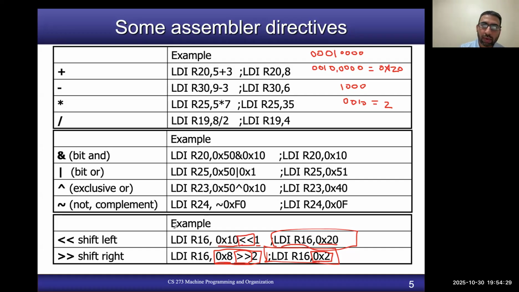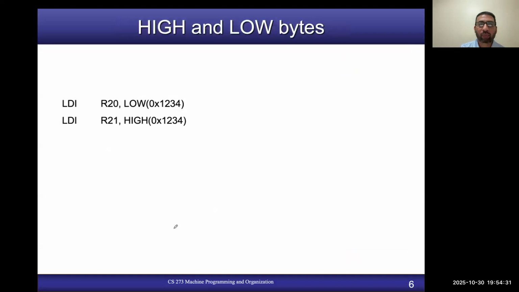No? Okay, there are two more directives, high and low bytes. Using the high byte directive, you can get the high byte of, let's say, a 2-byte number. For example, 0x1234 is a 2-byte number. When you say high, it will give you 12, right? And when you say low, it gives you the low byte, which is 34 in this case, right?